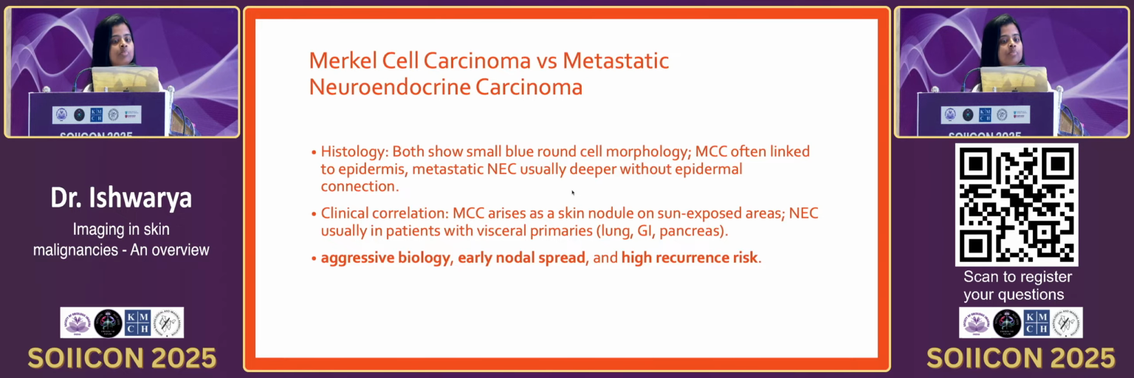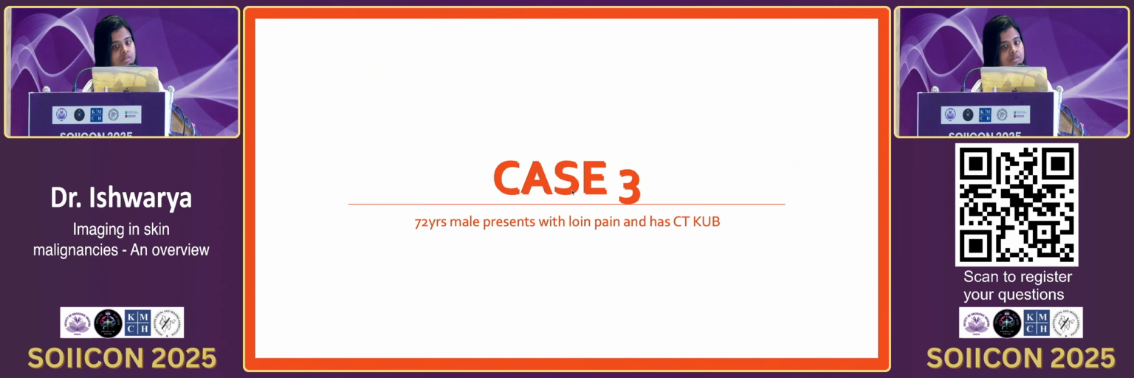So yeah, histopathology is vital here. They are often in the epidermis if it is just a primary skin tumor, and if it is very much deeper without epidermal component, then it is most likely a primary from some other neuroendocrine tumor. And then we do the PET CT, and it's aggressive biology with a high recurrence risk and early nodal spread.